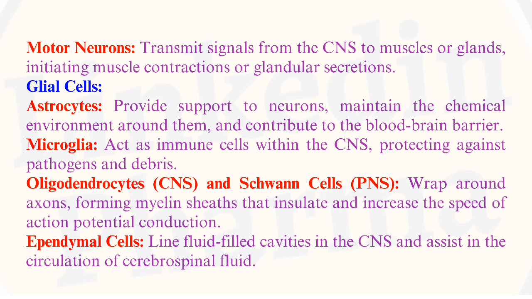2. Glial cells. Astrocytes provide support to neurons, maintain the chemical environment around them, and contribute to the blood-brain barrier. Microglia act as immune cells within the CNS, protecting against pathogens and debris. Oligodendrocytes, CNS, and Schwann cells, PNS, wrap around axons, forming myelin sheaths that insulate and increase the speed of action potential conduction. Ependymal cells line fluid-filled cavities in the CNS and assist in the circulation of cerebrospinal fluid.